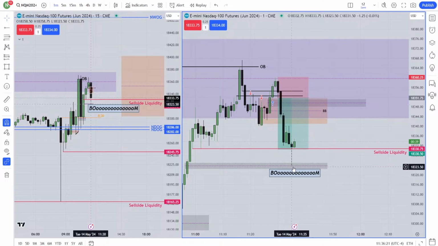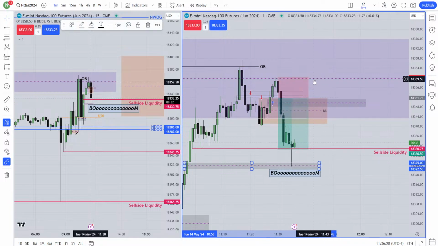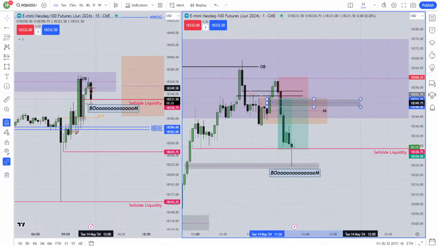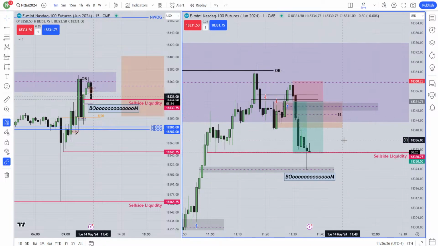So it came to this fair value gap perfectly. Okay, no problem. Now it can expand higher. It can reach until this fair value gap now. There is nothing wrong with that, but we will see how it reacts.